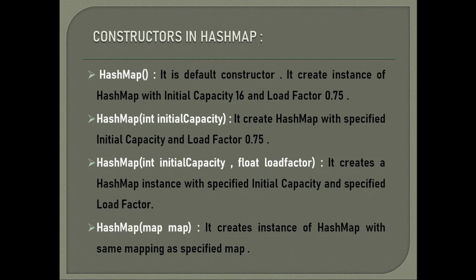It creates a HashMap instance with the specified initial capacity and the specified load factor, which means that if we want to create a HashMap with our own initial capacity and load factor, we can use this constructor. HashMap(Map) creates an instance of HashMap with the same mappings as the specified map.